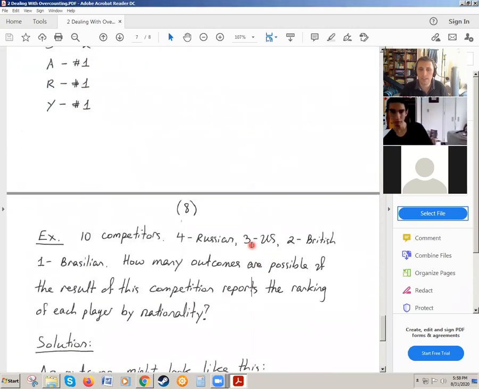Okay, here is the next question, also hopefully simple. We have 10 competitors. Four of them are Russian, 3 are US, 2 are British, and 1 is Brazilian. Once they are ranked based on their performance, they are not ranked by name, only by country of origin. How many distinct patterns might we observe?